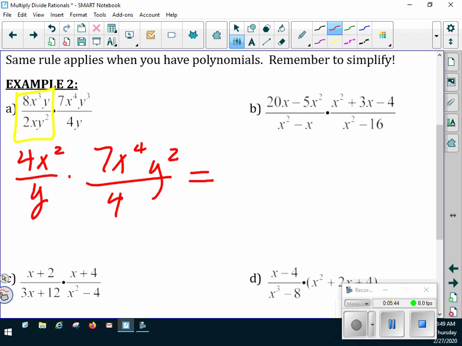Now we're going to look between the two fractions at the numerator of one and the denominator of the other. Do we see anything between a numerator and a denominator that we could factor out? 4, yeah. Okay, I've got a y squared over y. How's that going to end up? A y on the top.